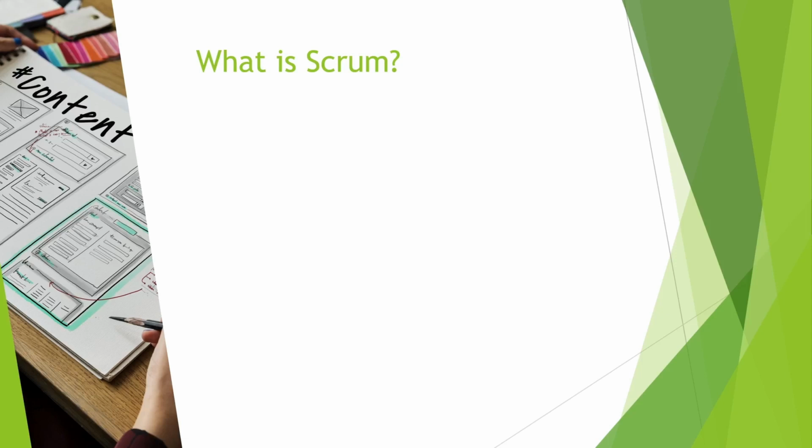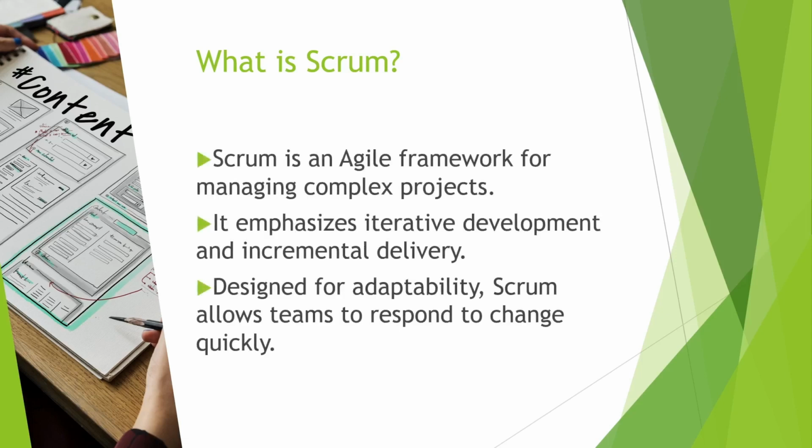So what is Scrum? Just to go back to what agile is, agile is a philosophy. Now Scrum is a framework itself. It emphasizes iterative development and incremental delivery, designed for adaptability. Scrum allows teams to respond to changes quickly, and that is very effective.